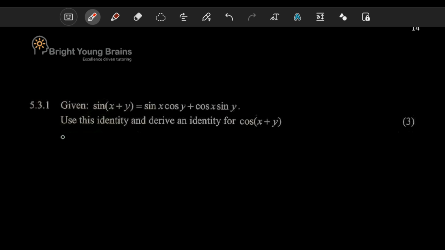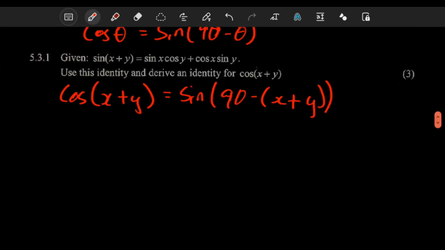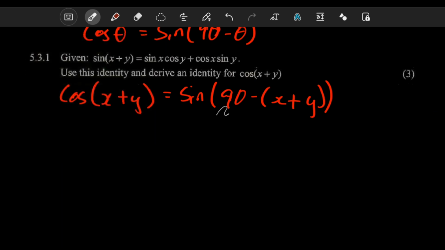For cos(x + y), just remember your reduction formula. When you're dealing with cos, it's the same as sine of 90 minus whatever the angle is. So this is the same as sine of 90 minus x plus y. So here you know that cos theta is the same as sine of 90 minus theta. That's the analogy we're using here. Now the big idea is you're going to use what they've given you to work out what they want. You're going to use this here to break this up.